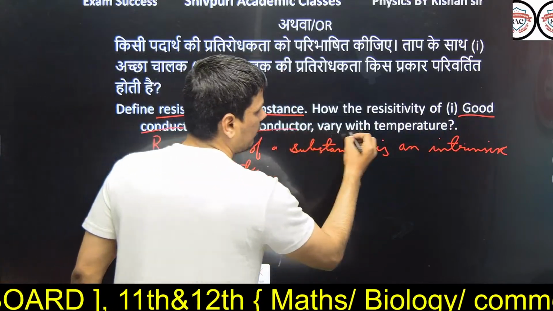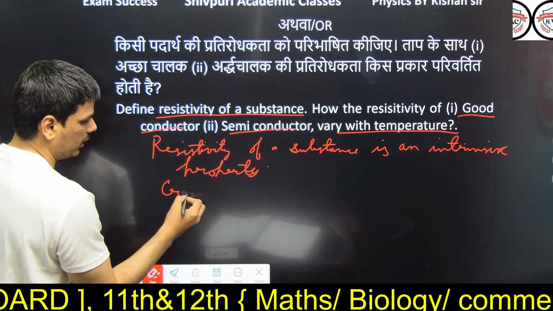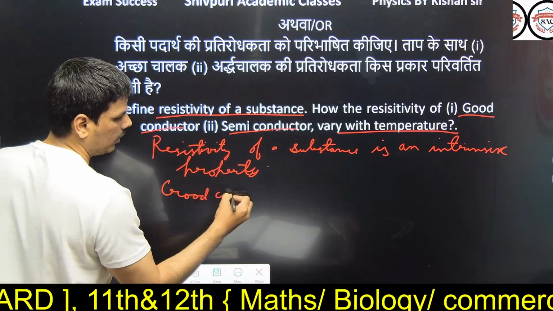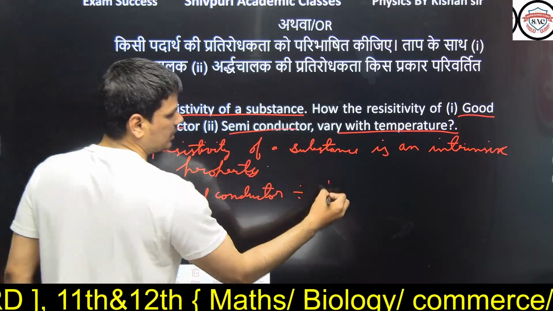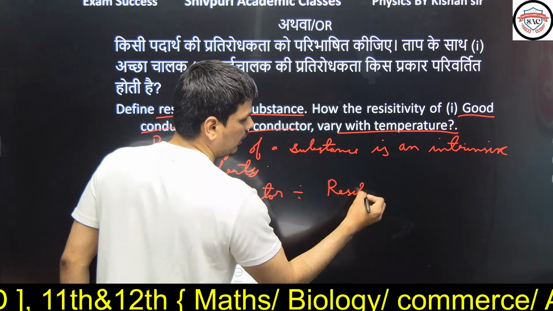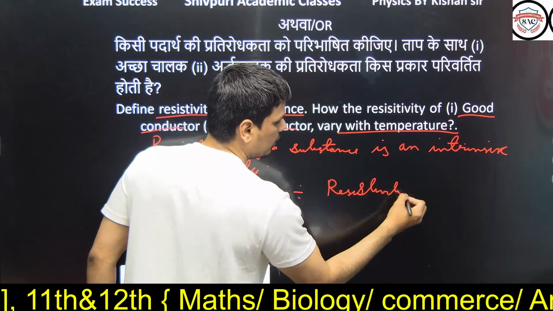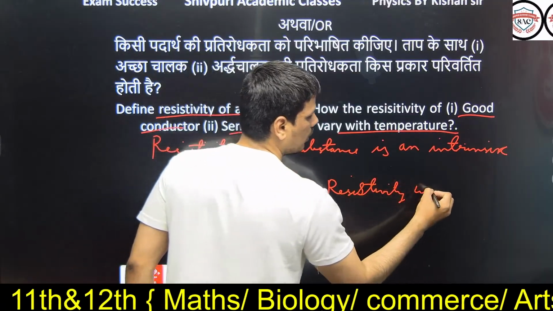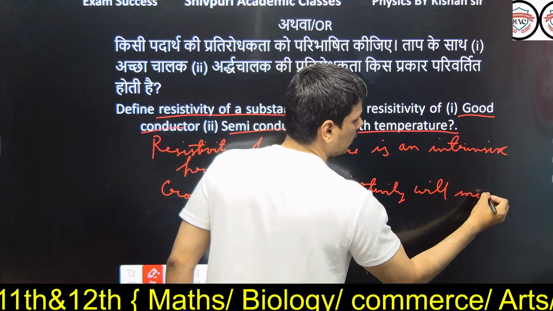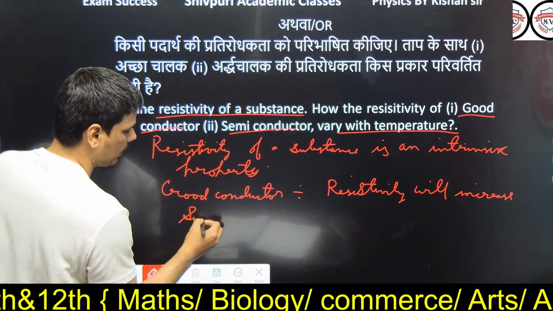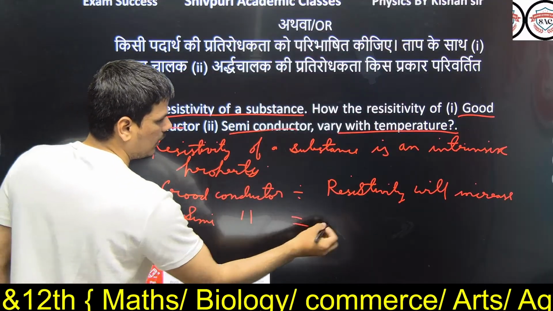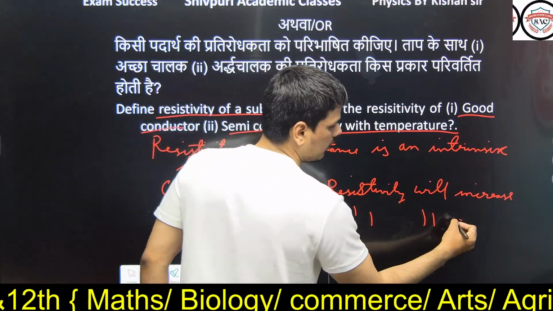For a good conductor, if we increase the temperature, the resistivity will increase. And for semiconductors, the resistivity will decrease.